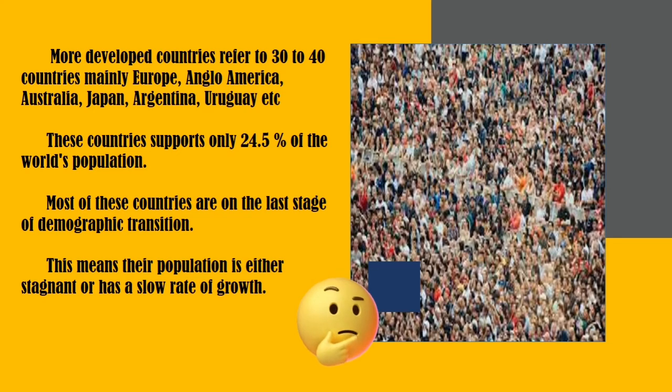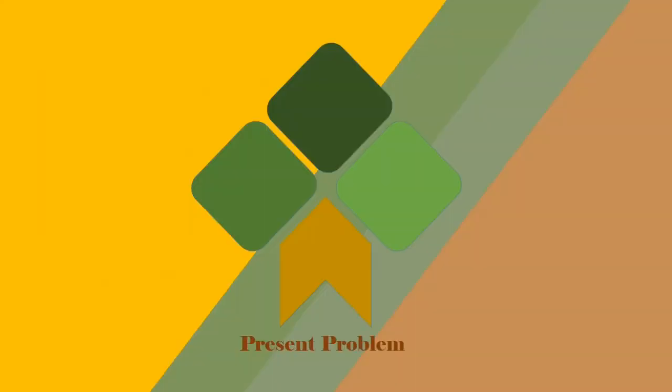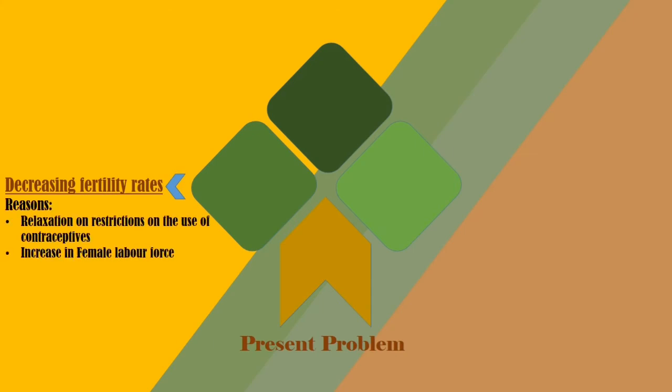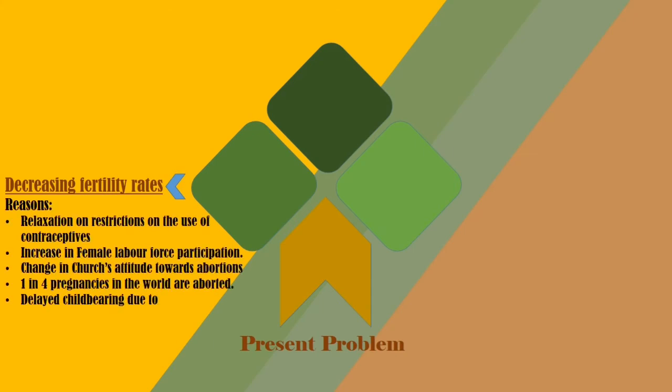When we say demographic transition, we mean population change over time. So these countries, as I said earlier, are believed to be in the last stage of this transition. This means that their population is either stagnant or has a slow rate of growth. So now let's look at the present problems faced by developed countries. One is the decreasing fertility rate.